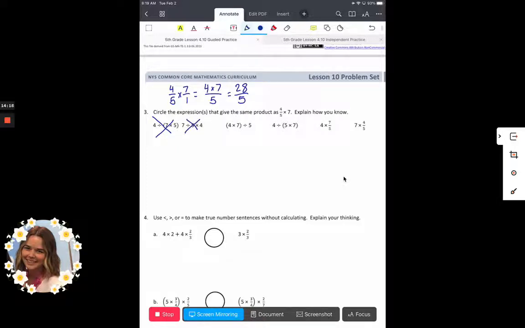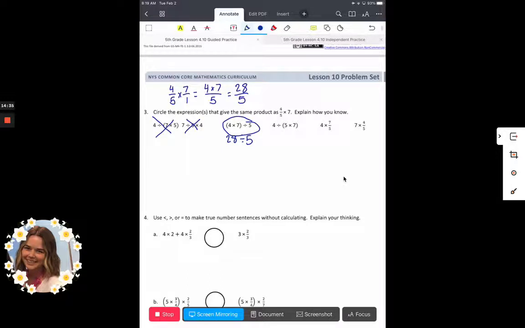My next one says 4 times 7 divided by 5. I know that 4 times 7 gives me 28 divided by 5. 28 divided by 5 can be written as 28/5.